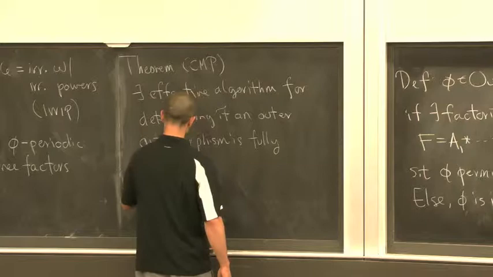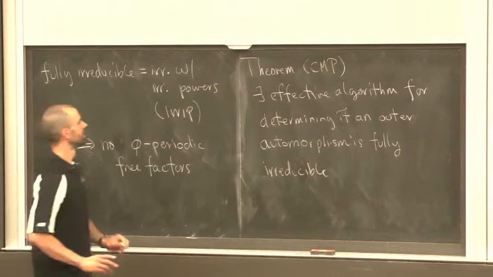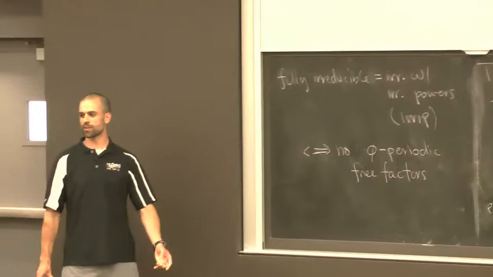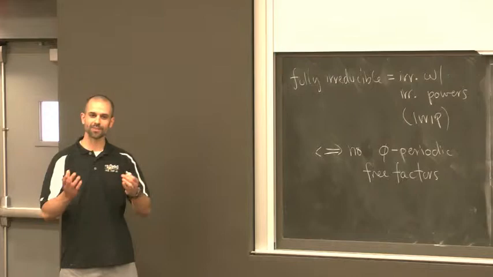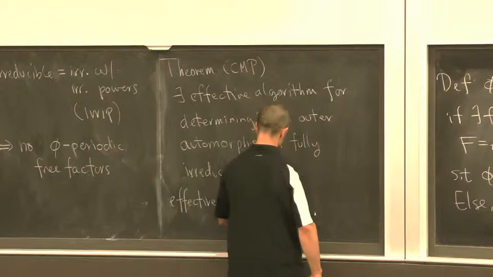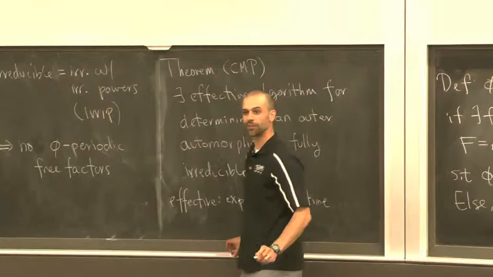Let me tell you what I mean by effective. I mean, you hand me an automorphism, and I can tell you how long my computer is going to take before it spits out an answer. So if you hand me an automorphism, I will say, by the year 2514, I will tell you whether or not this is fully irreducible. So it's effective, whatever. It's explicit, and you will see that it is really that bad, too. So there's really not a lot of practical applications.